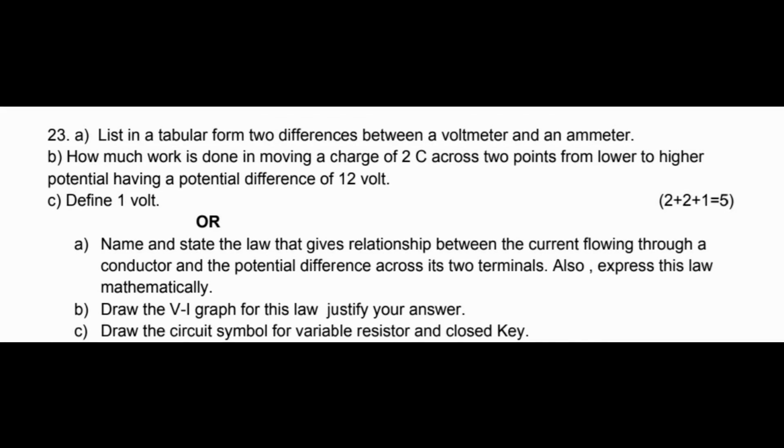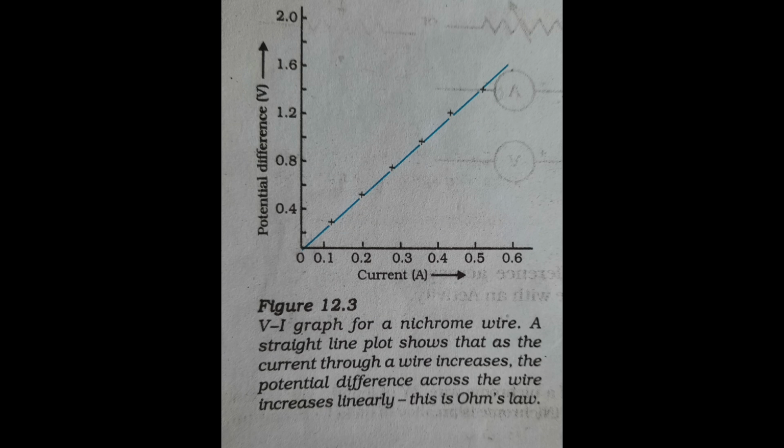B part, draw the VI graph for this law. Justify your answer. You have to draw this graph using pencil and scale in this answer, and the graph will be a straight line starting from origin, meaning those conductors which follow this rule, for which this line is straight from origin, those are ohmic conductors.